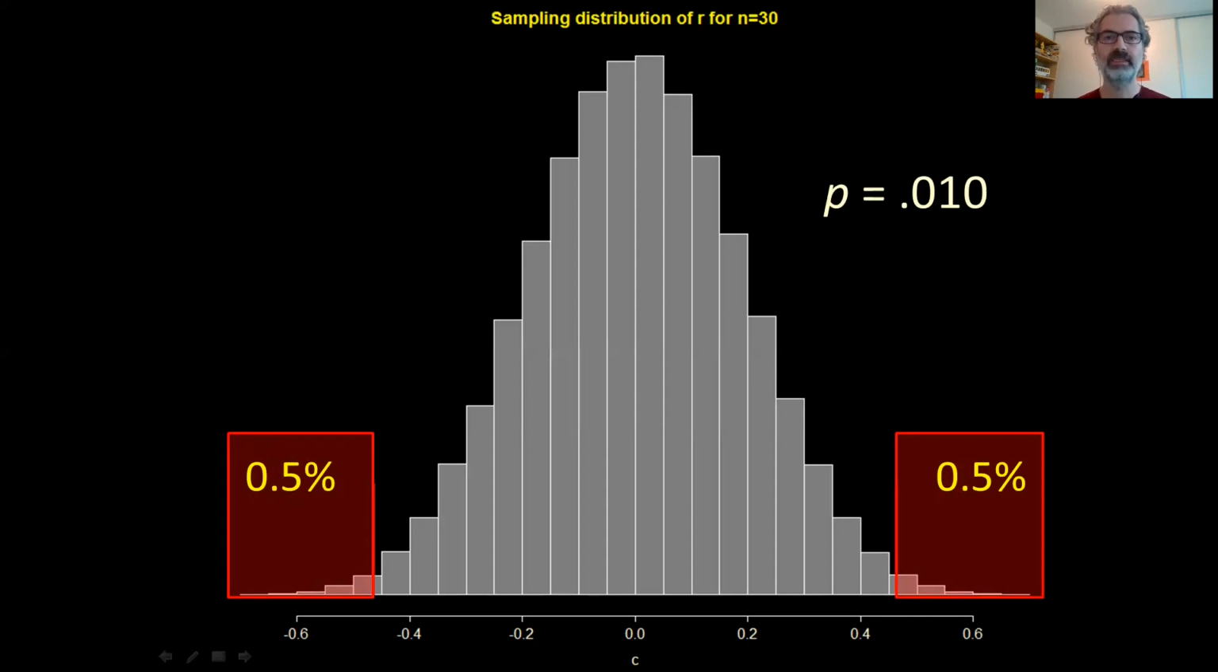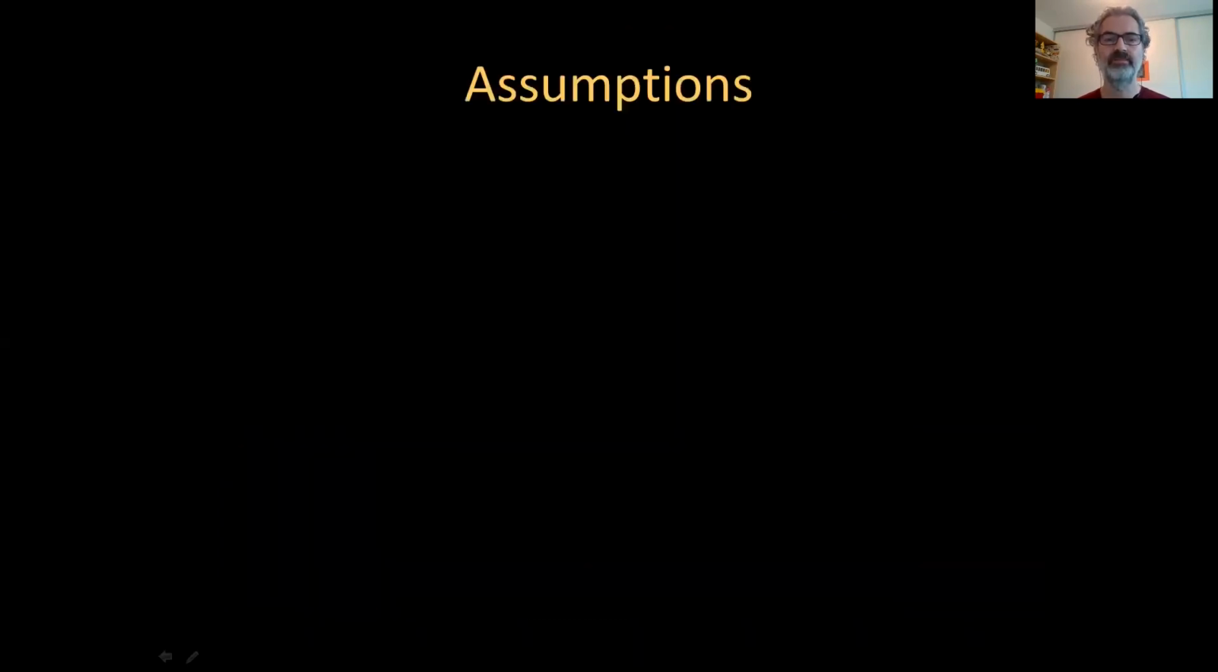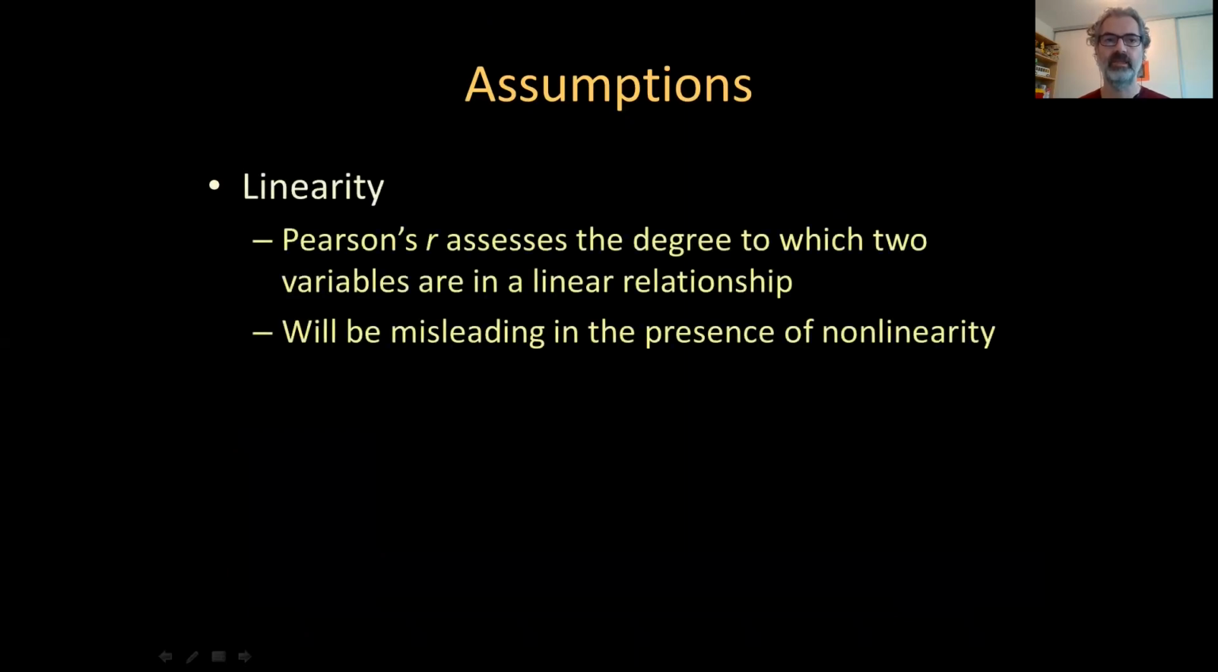So that's how we calculate Pearson's R, and in this case we can conclude that our two variables are related. However, we should be very careful before we rush to a conclusion, because there are a number of assumptions that lie behind this calculation and need to be checked before we can even report this R. The main assumptions that we have to make sure are not violated are linearity and normality.